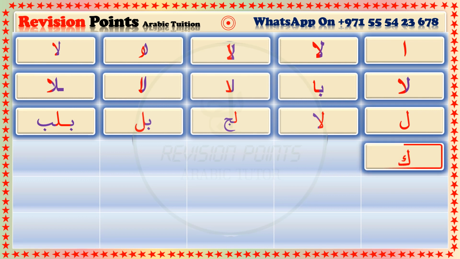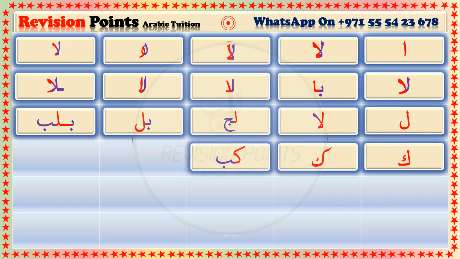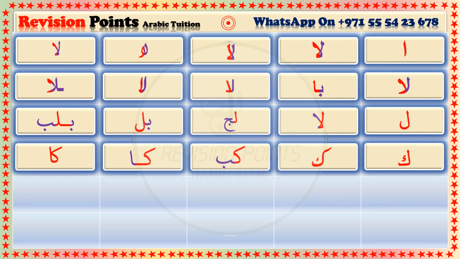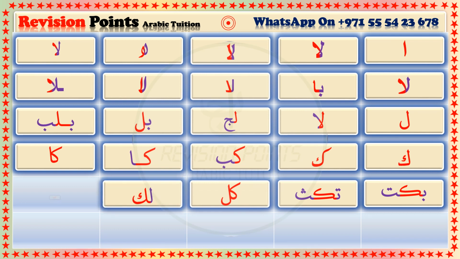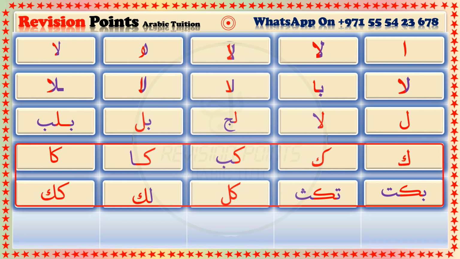Kaf. Now we will learn the shapes of Kaf. Kaf Ba. Kaf Alif. Ba Kaf Ta. Ta Kaf Sa. Kaf Lam. Lam Kaf. Kaf Kaf. These are the shapes of Kaf in the starting shape, middle shape, and ending shape.